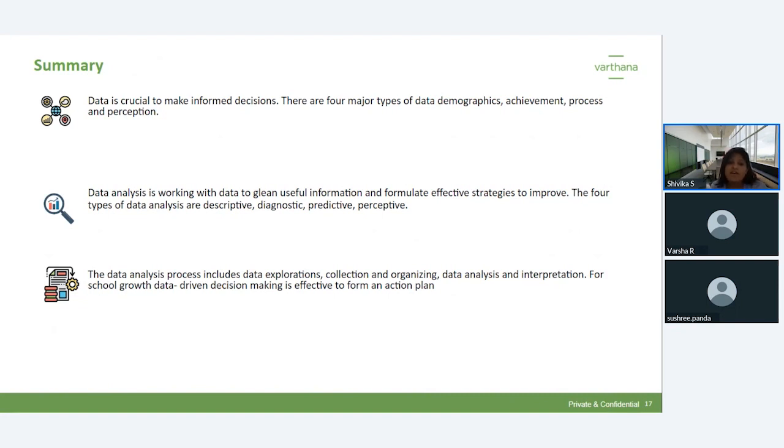The other thing we have covered is data analysis, which is basically understanding the useful information and formulating your strategies to improve. The four types of data analysis we have covered today are descriptive, diagnostic, predictive, and prescriptive.